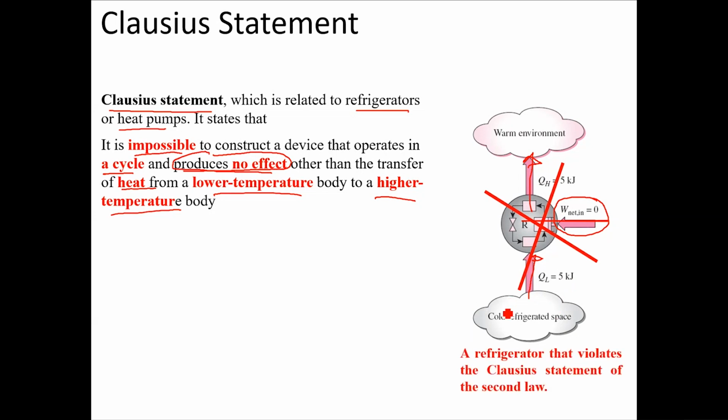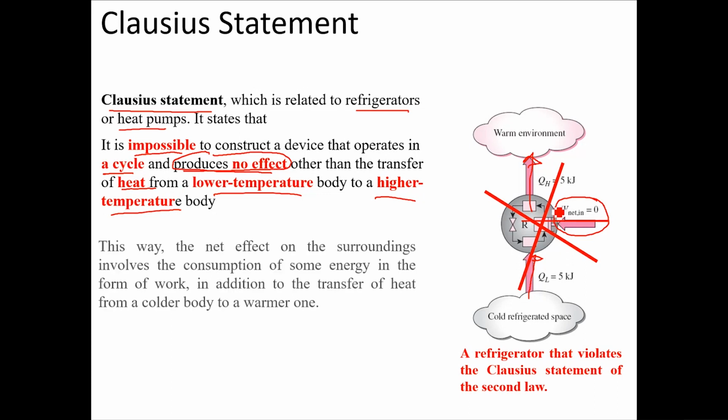So a refrigerator that violates the Clausius statement of the second law is a refrigerator where you have no effect being produced. That means there is no work input to the system. This way, the net effect on the surroundings involves consumption of some energy in the form of work, in addition to transferring the heat from the cold body to the warm body. So the net effect on the surroundings has to be there because you have to supply some work to the compressor in order to operate the refrigeration cycle.